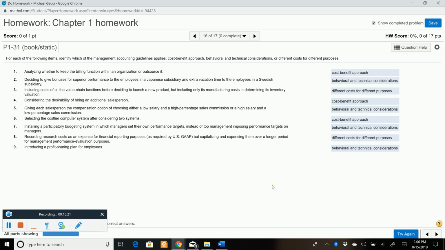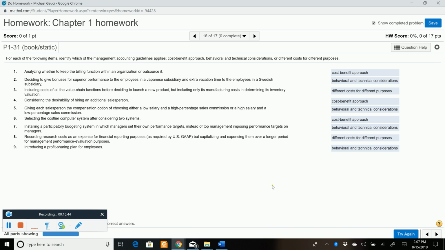Number 4, considering the desirability of hiring an additional salesperson. So obviously that comes with a cost. It comes with salary. It comes with commissions. Is it going to be worth it to us? So once again, is the cost going to outweigh the benefit, or is the benefit going to outweigh the cost? Cost-benefit approach is the answer.